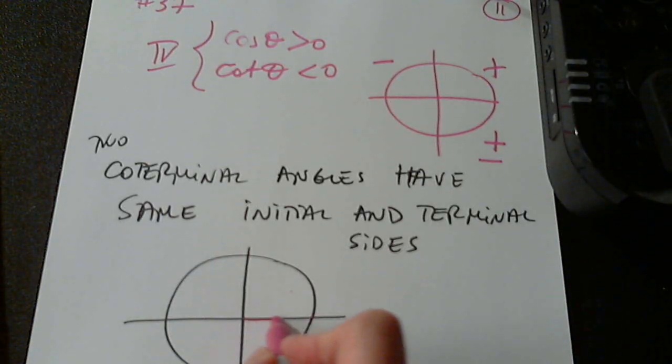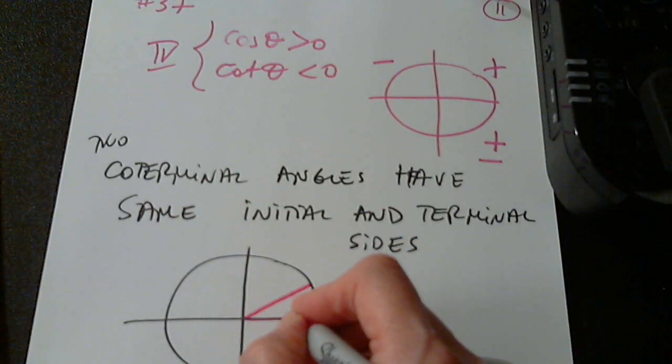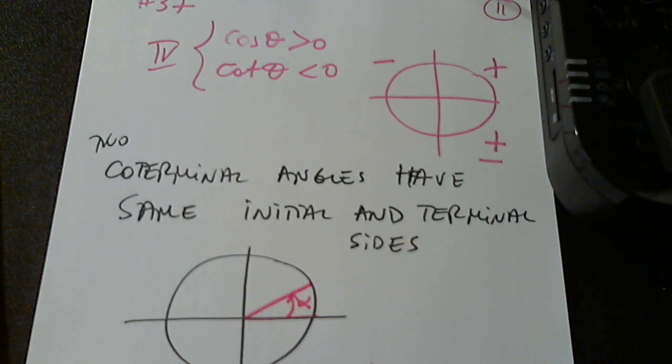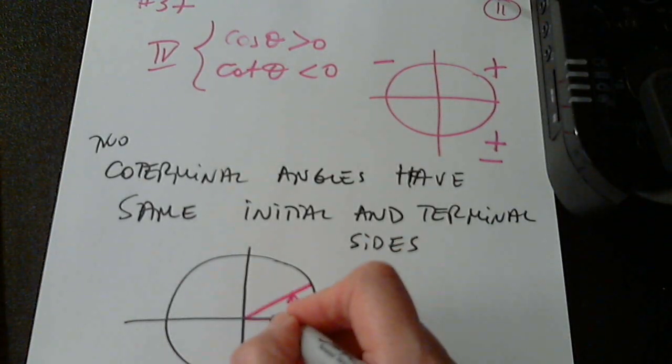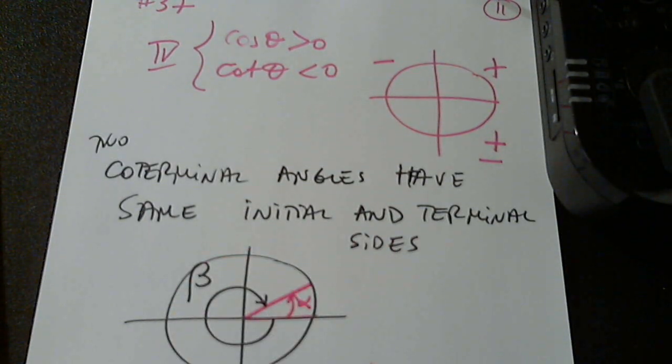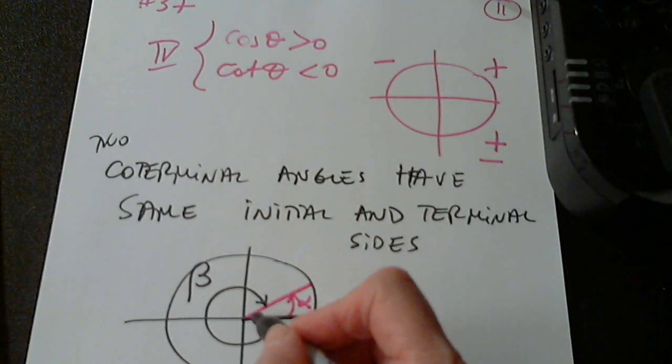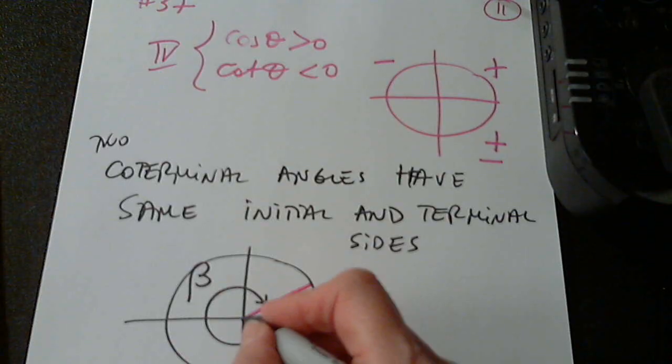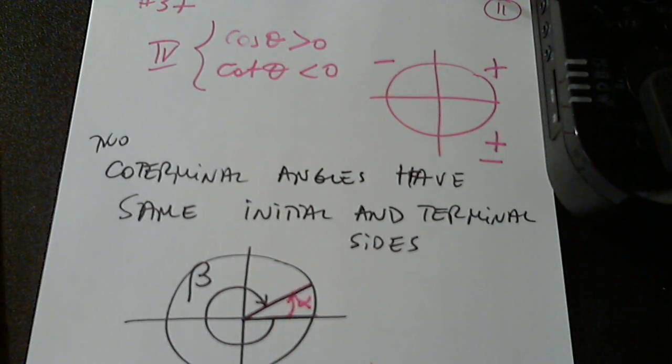For example, this angle, I'm going to call it alpha, and this angle, I'm going to call it beta, are coterminal angles. One is positive, one is negative, but they both start at the same point, the same initial side, and have the same terminal side. There are infinitely many coterminal angles with alpha. Here's another one.